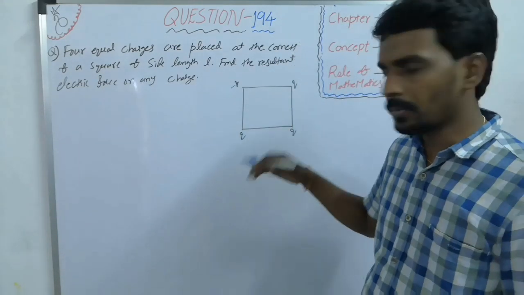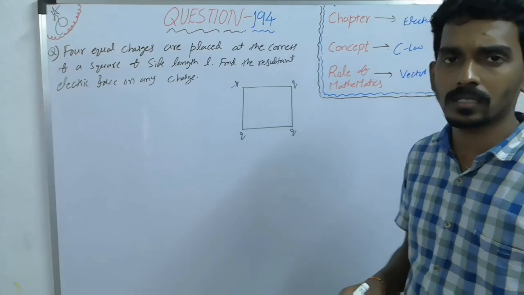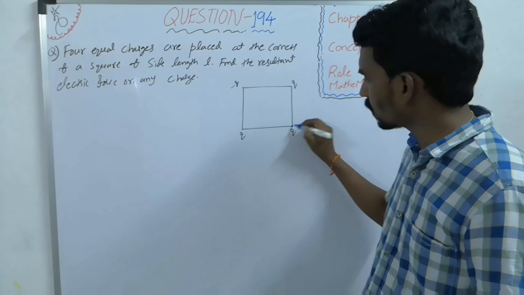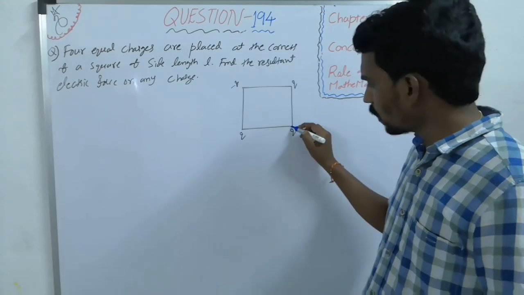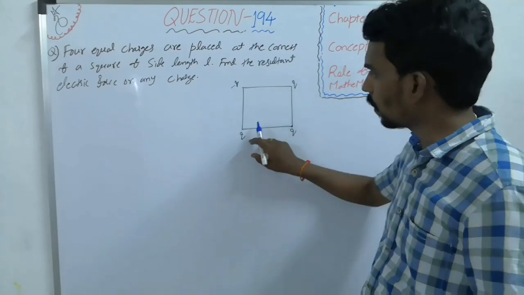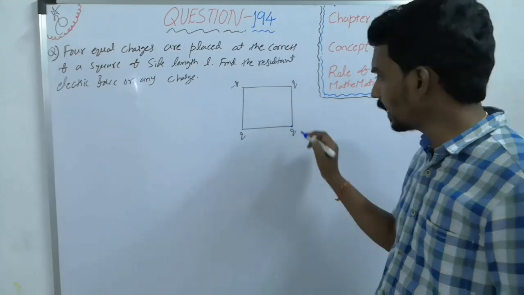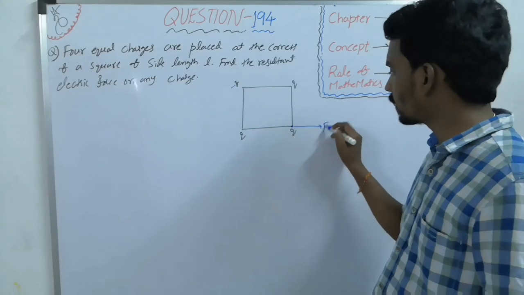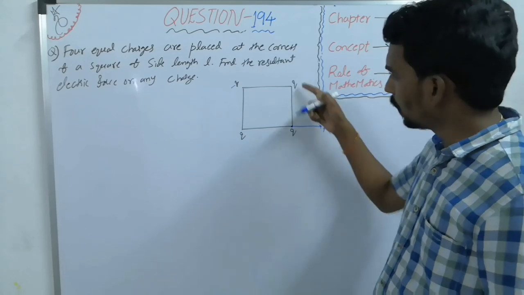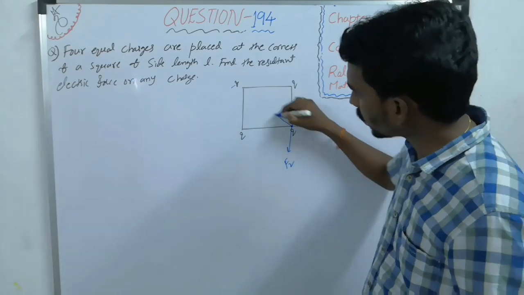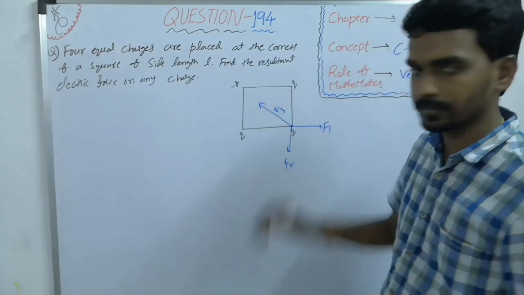So the method is important: which charge you are considering, they will specify. So let's take one charge, this one. When you want to find the resultant force on this, count the other charges: 1, 2, 3. Then it experiences 3 forces. Between these two, let's say F1, repulsion. Between these two, repulsion, F2. Between these two, attraction, F3.